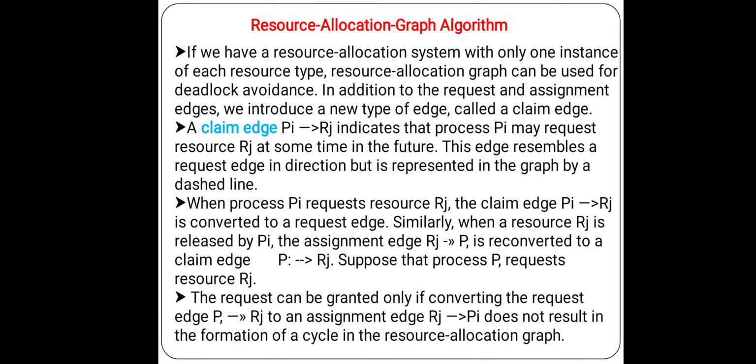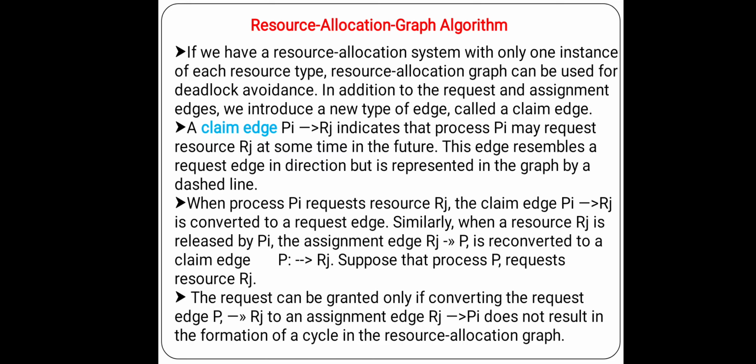If we have a resource allocation system with only one instance of each resource type, it is a very simple algorithm. That's no problem. Just by looking at a graph, we can understand what the problem is and how we can avoid deadlock. For each resource type, the resource allocation graph can be used for deadlock avoidance, right?